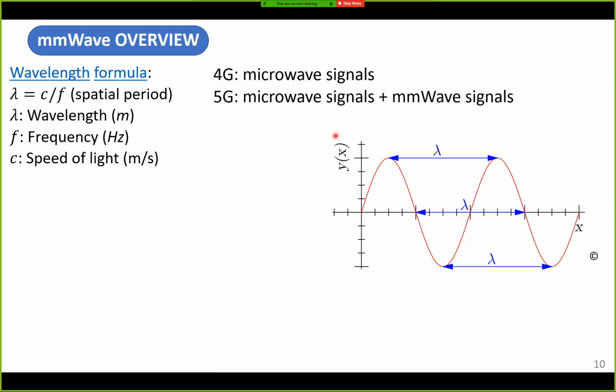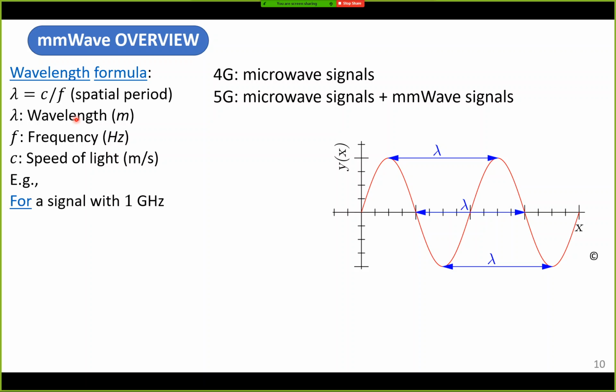This lambda is in fact a period in spatial domain. It looks like a period for sinusoidal signals that we are used to seeing in a time domain, but here we have c, so we are in a space domain. So basically it is the distance that signal can travel in space in a full cycle. So this lambda defines whether it's a microwave or millimeter wave.